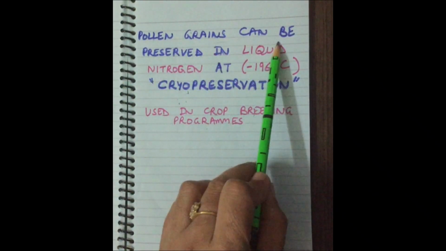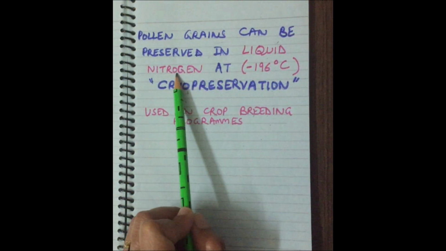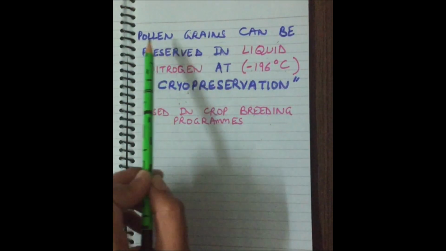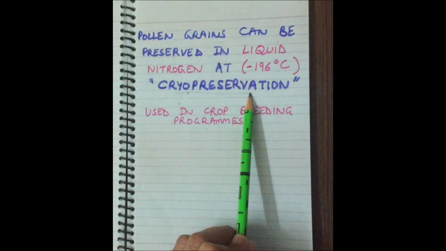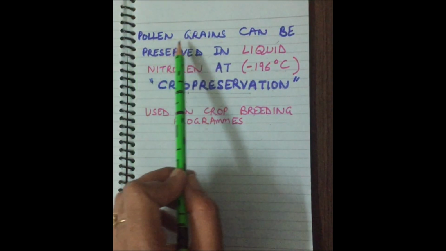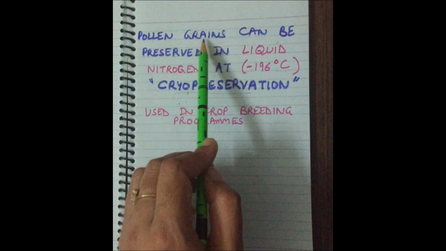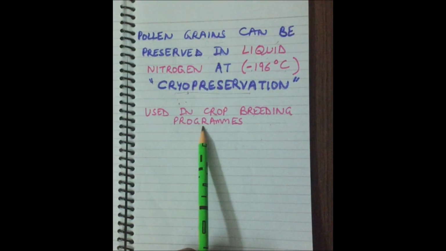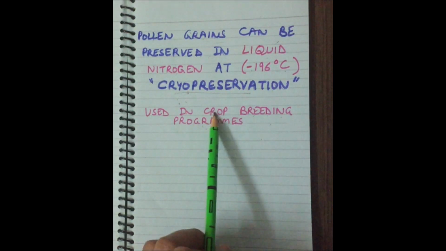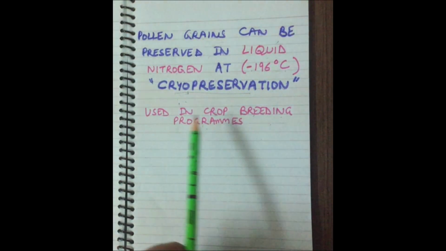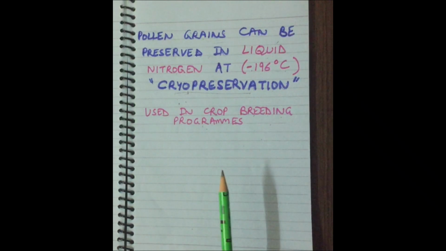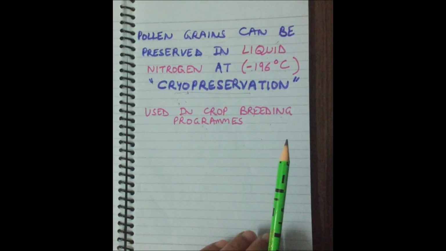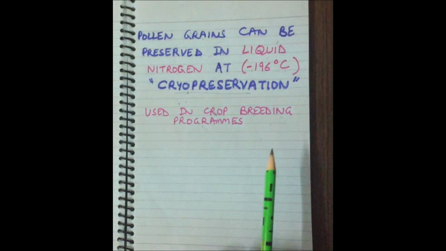We can preserve pollen grains in liquid nitrogen at minus 196 degrees C, and this process is called cryopreservation. Now, why do we need to preserve pollen grains? These preserved pollen grains can later be used in crop breeding programs. Crop breeding programs means crop improvement programs. We can use these preserved pollen grains to produce hybrid, improved and better yielding varieties of crops.